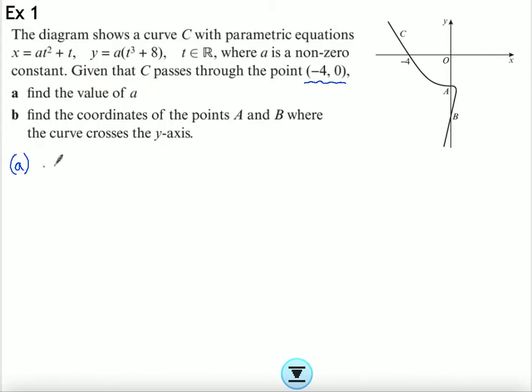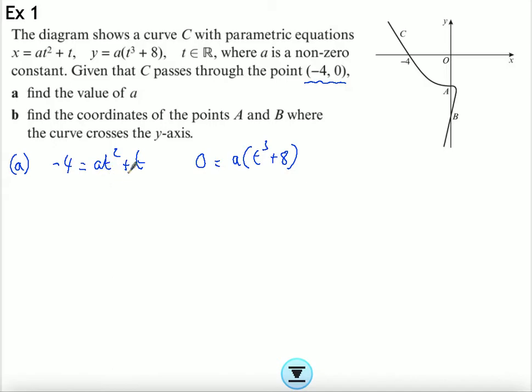So let's write down what we know. So the x-coordinate here is -4. So I know that this is true. And I also know the y-coordinate at this point is 0. So 0 is equal to a lots of t cubed plus 8. Now, can we work out the value of a at this point? I am going to suggest that we cannot.